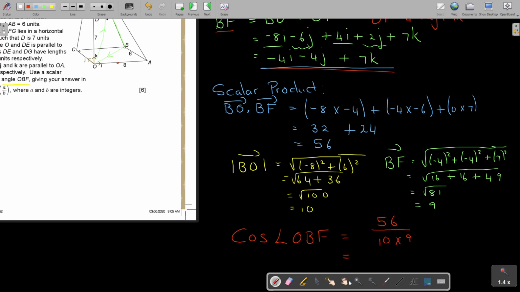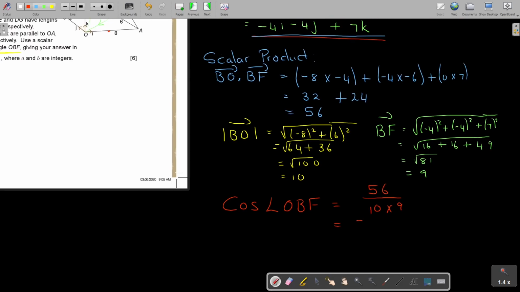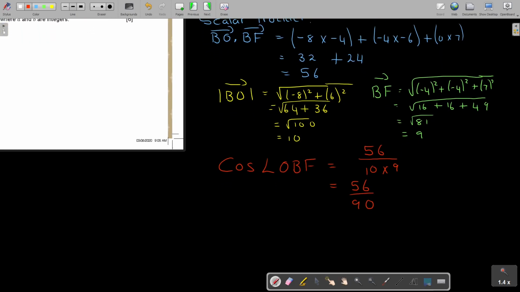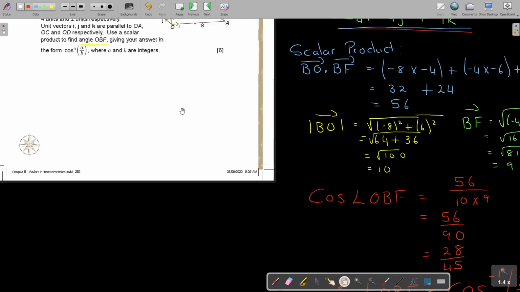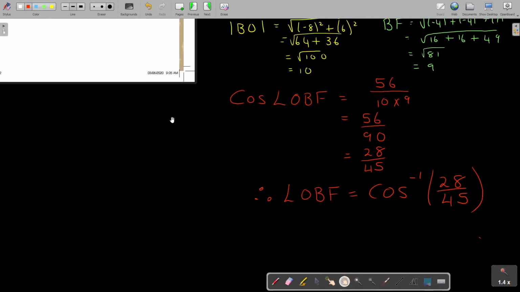Remember, it's already out. Okay, so it's going to be 56 over 90, and you can press the ABC on the calculator, just simplify it to 28 over 45. Just divide by 2. But they want me to end up by saying, therefore, angle OBF is the inverse cos of 28 over 45. And that was the form. If you look here, they want you to end in that form. They want A and B in that form. Don't work it out. That's your final step.